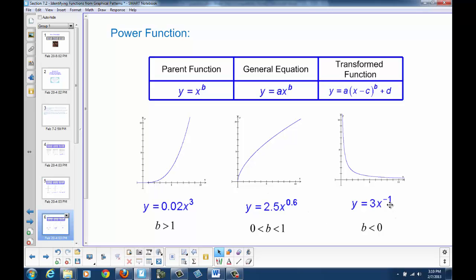If our b value, or our power, is less than 0, we have a negative power, then we can see that the graph does not go through the origin. In fact, we have an asymptote at x equals 0 along the y-axis, and the graph also has a horizontal asymptote along the x-axis. So the graph doesn't go through the origin. It decreases and is concave up throughout its entire domain in the first quadrant.